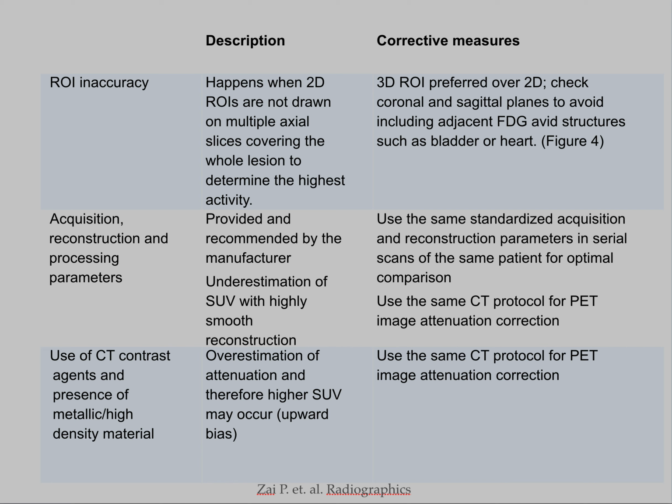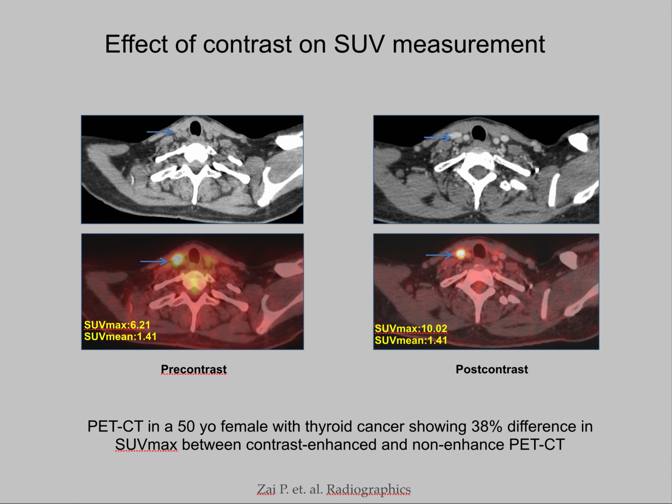Other factors that can impact SUV: the use of CT contrast agents and high-density metallic material will result in incorrect measurements of SUV max, as we will illustrate. This is a patient that underwent PET-CT, with whole body images on the left, and dedicated images of the head and neck after administration of IV contrast on the right.